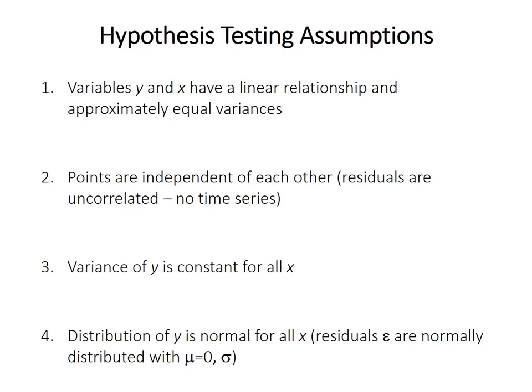So if you move along the x-axis, there should be about the same amount of scatter in y at all points along that x-axis. And finally, the distribution of the y variable, of our dependent variable, should be normal for all values of x. And so this basically means that the residuals, that distance from the point to the line, should be normally distributed around the line, centered on the regression line, so the mean equals 0. And then it should have a constant standard deviation at all points along the line.